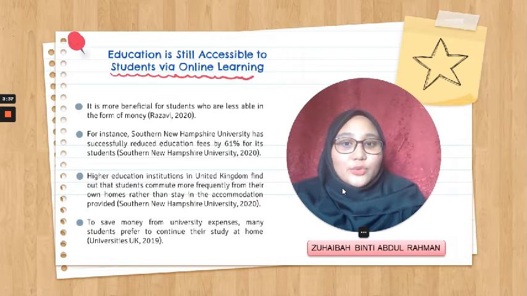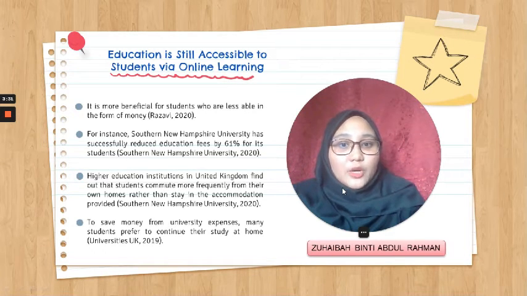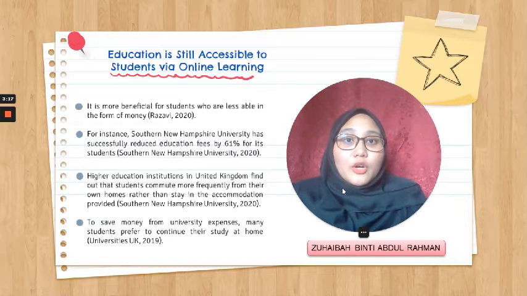Higher education institutions in the United Kingdom find that students commute more frequently from their home rather than stay in the accommodation that has been provided for them. Usually, students will come back to their home on the weekend. This will incur more cost, especially on transportation.